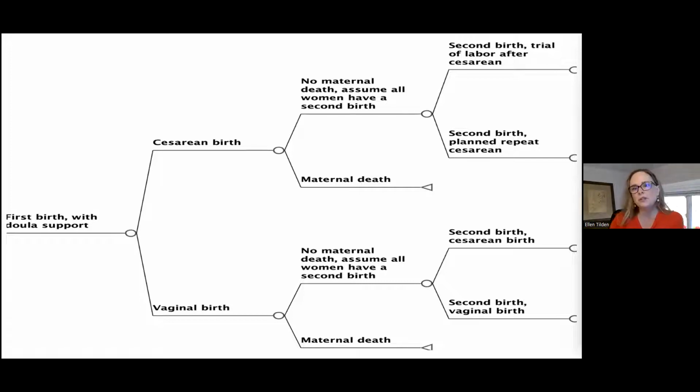And if you follow the decision tree to the right, you can see that we then estimated the impact of the first birth with or without doula care on events for immediately cesarean or vaginal birth, but then also on subsequent events with the next pregnancy, including outcomes related to vaginal birth after cesarean or trial of labor after cesarean or planned repeat cesarean section. Next slide.